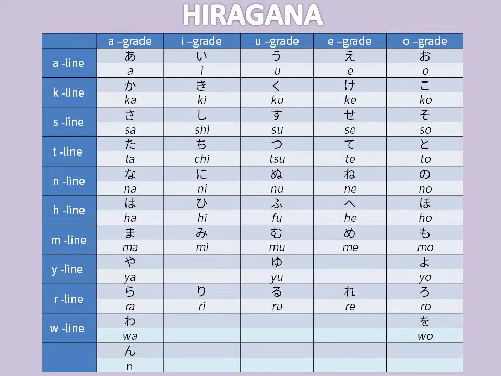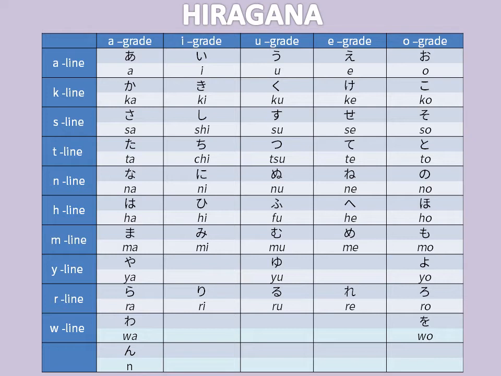Next up we have the Ma line. Ma. Mi. Mu. Me. Mo. Then next we have the Ya line. Ya. Yu. Yo. Only 3 of them. Then we have the Ra line. Ra. Ri. Ru. Re. Ro. Then we have the Wa line. Wa. Wo. Only 2 of them.